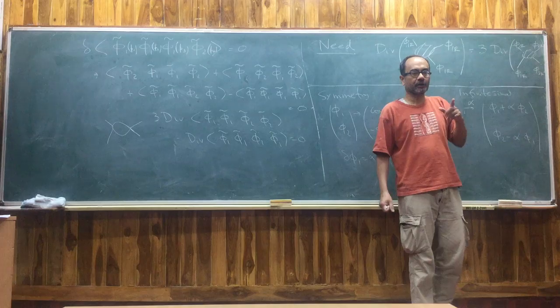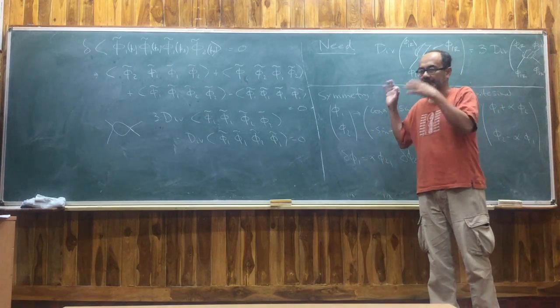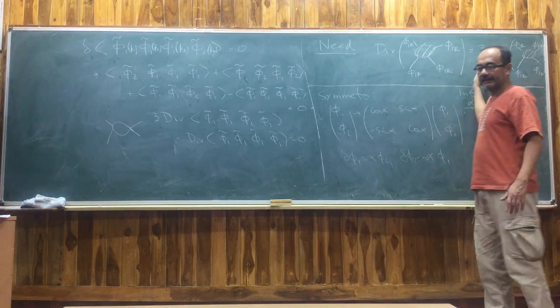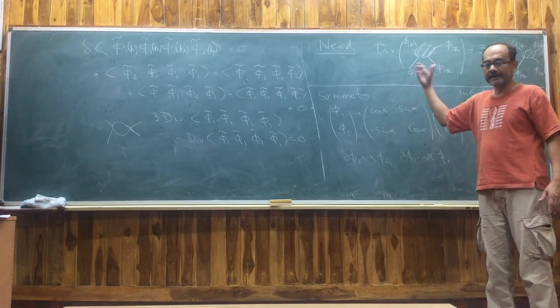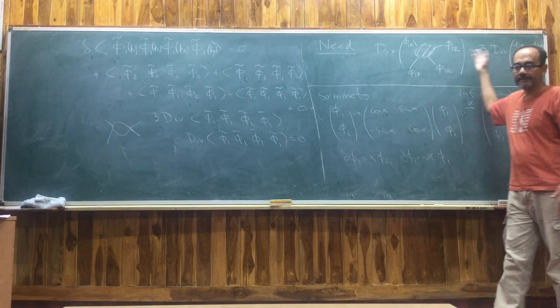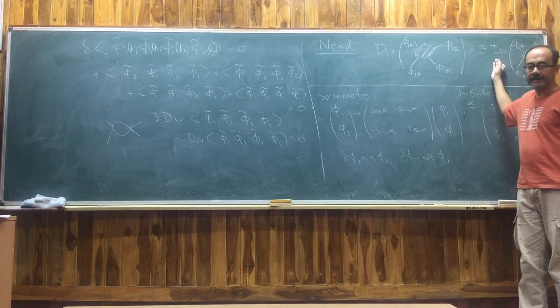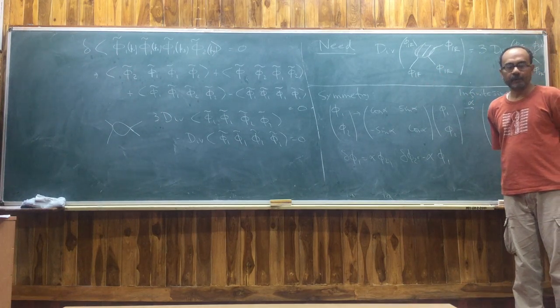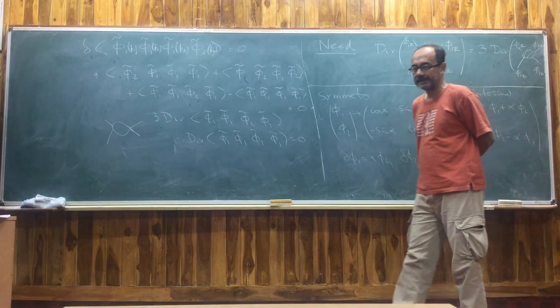Okay? It is a consequence of symmetry. If you don't use symmetry at all, if you just do a brute force calculation of this and this, you will find that the divergent part of this is 3 times the divergent part of this. Right? Here I just showed how it follows as a consequence of symmetry. But you don't have to do any symmetry argument at all.